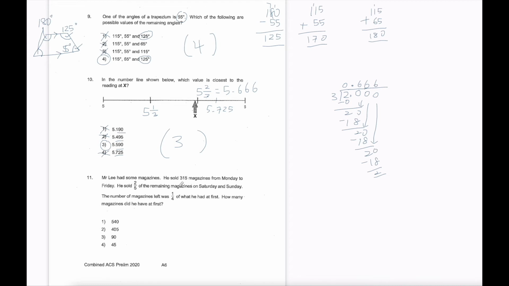Mr. Lee had some magazines. He sold 315 from Monday to Friday, and he sold 2/5 of the remaining on Saturday and Sunday. Questions like that call for models. I'm going to start drawing a model. So 315, Monday to Friday. Okay, so after that he has 2/5 of the remaining, so on Saturday and Sunday. So I need to cut this into 5, okay, because remaining has 5 units.